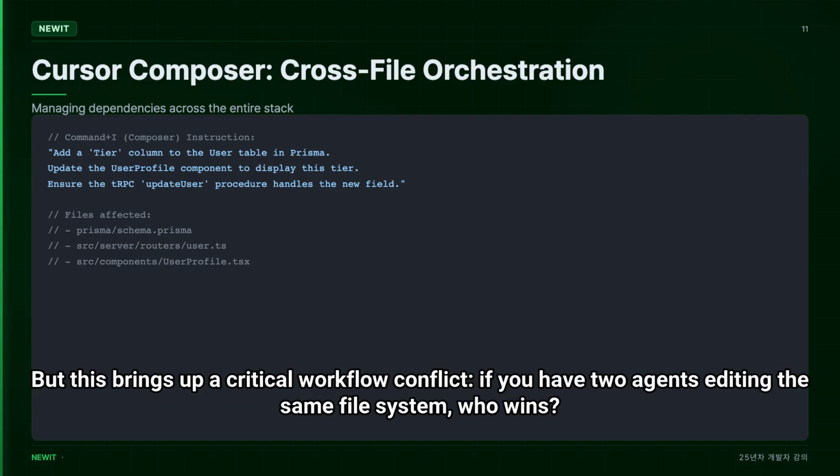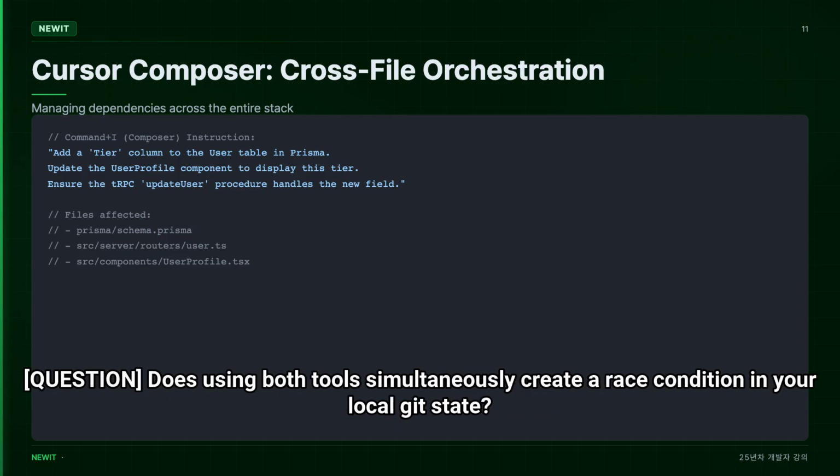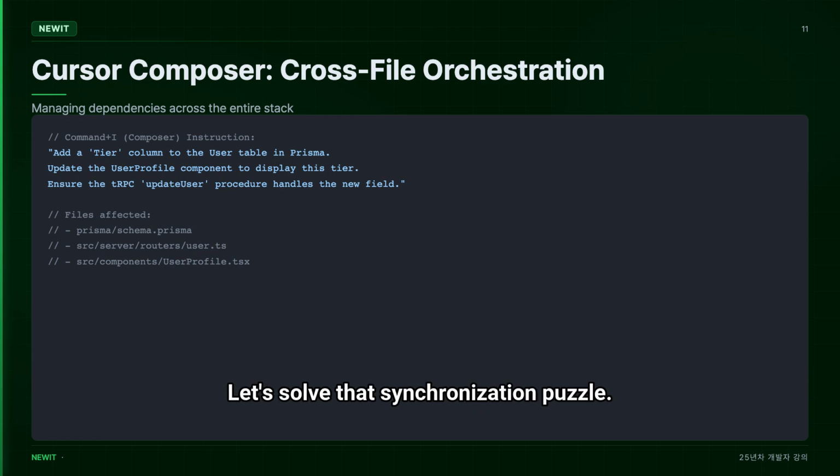But this brings up a critical workflow conflict. If you have two agents editing the same file system, who wins? Does using both tools simultaneously create a race condition in your local Git state? Let's solve that synchronization puzzle.